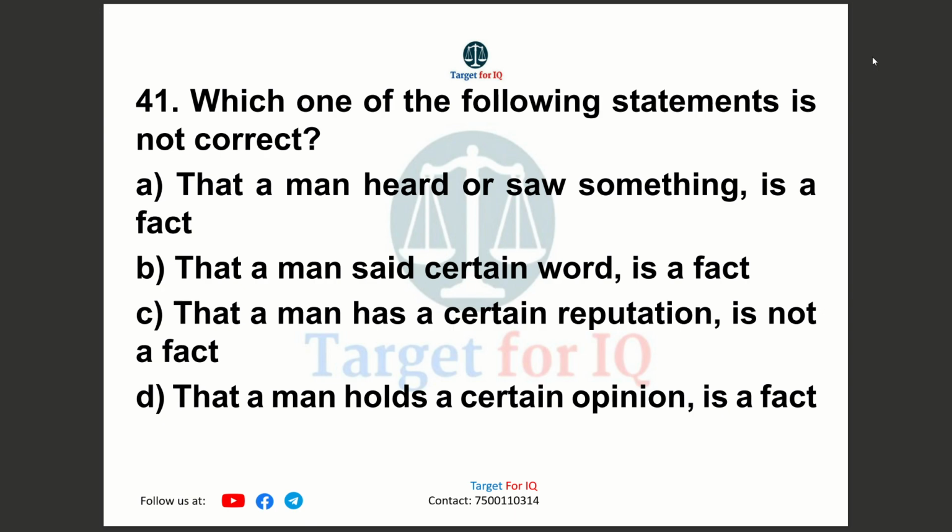For question number 41, option C is the correct answer. That is, a man has a certain reputation is not a fact. So this is the wrong statement. The rest, options A, B and D, are the correct ones.